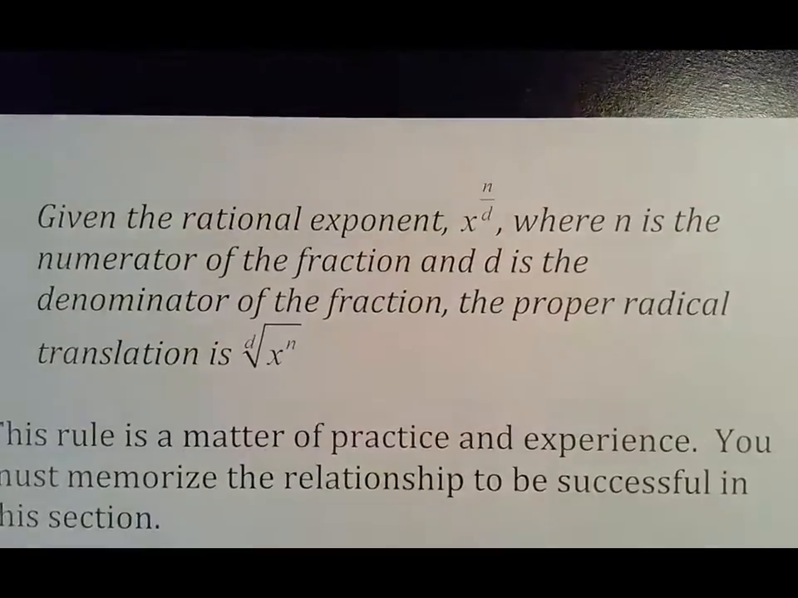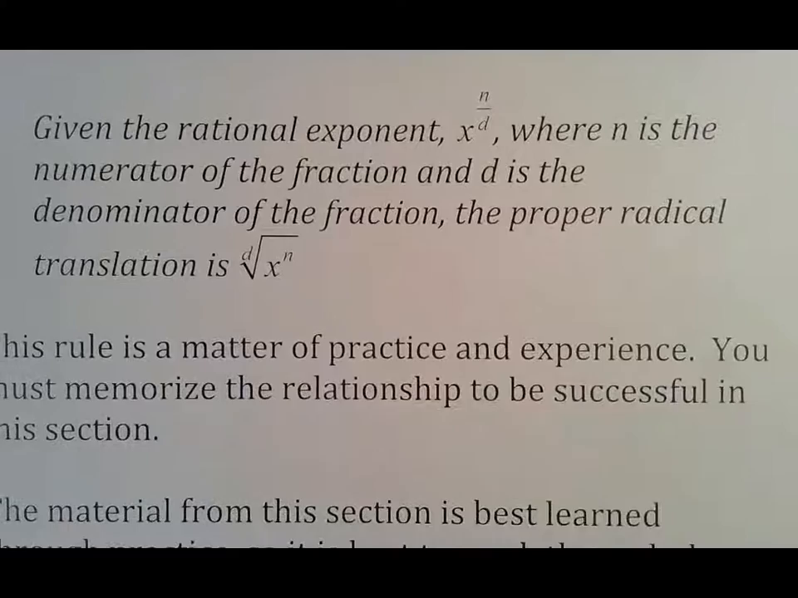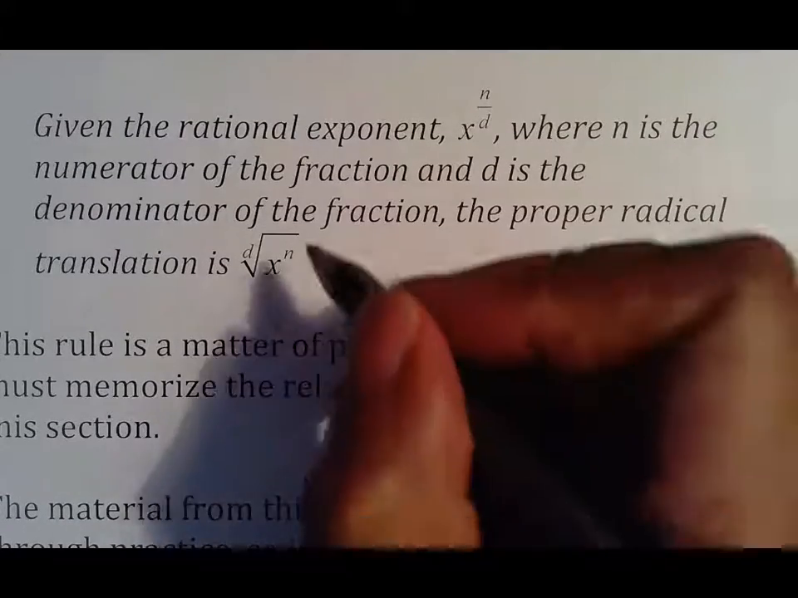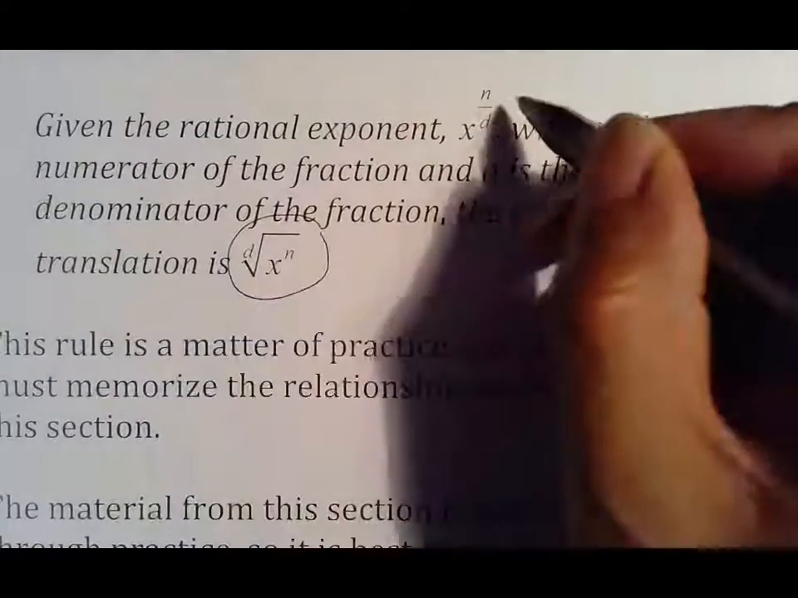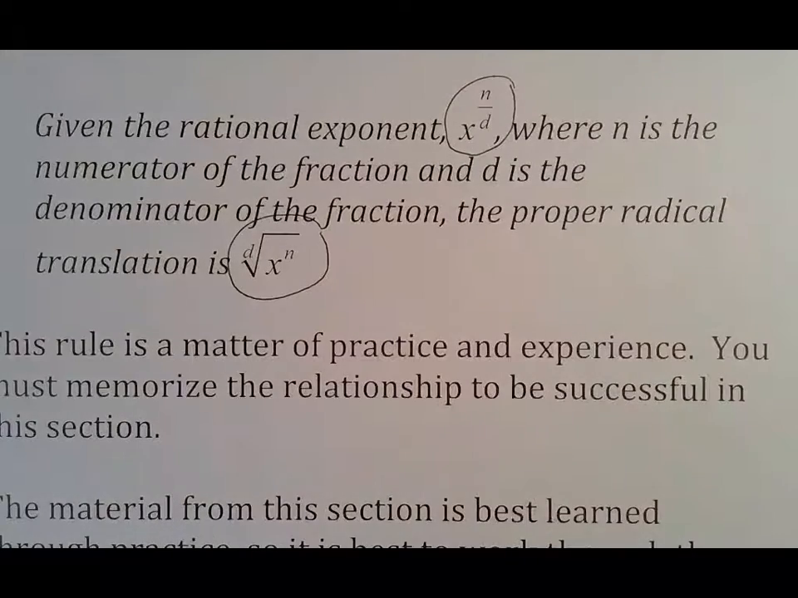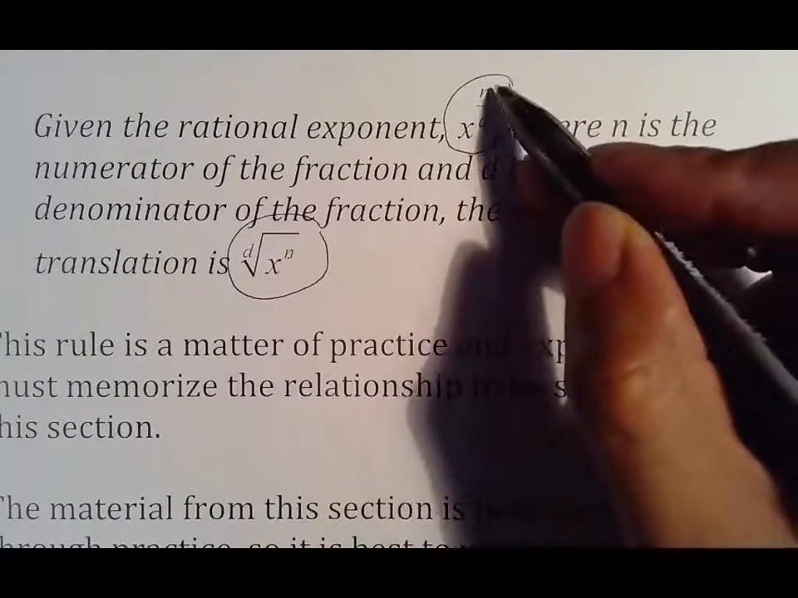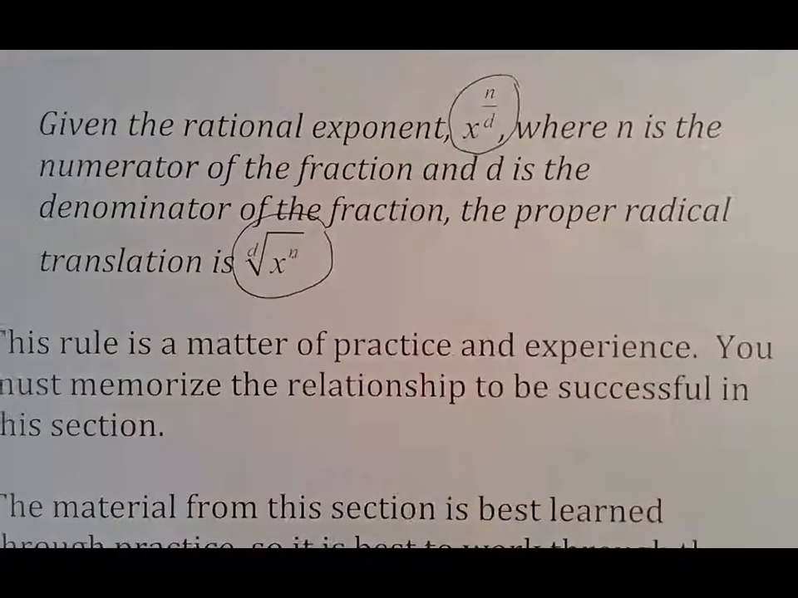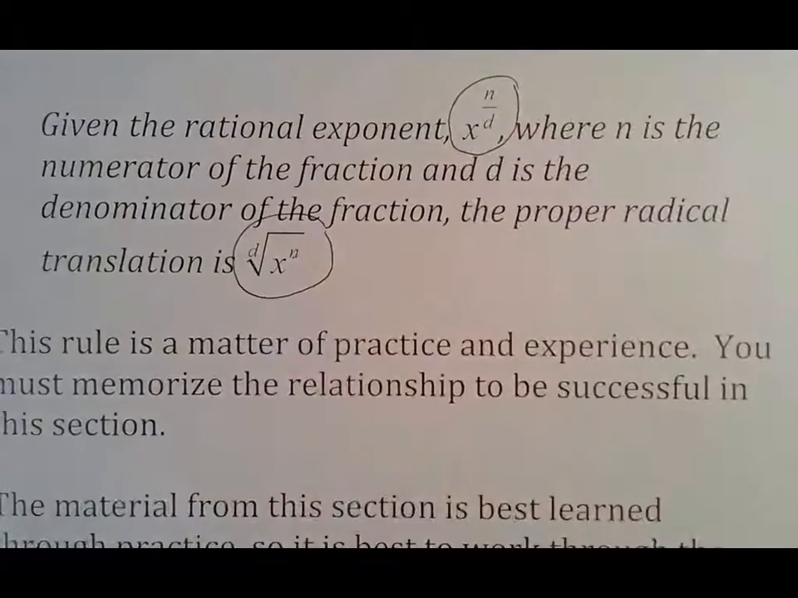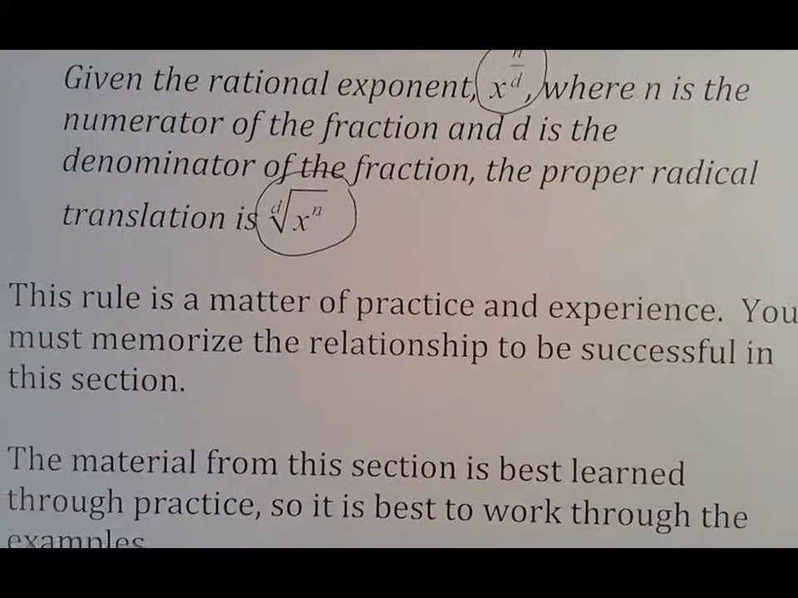Given a rational exponent, n over d, where n is the numerator and d is the denominator, you want to write this down, because you need to know where those numbers go. And use that quick note whenever you're translating. Again, n would go on the top, d would go on the bottom, or n goes on the inside, d goes on the outside. Whatever you have to do, just make sure you understand the transition between these two things. As long as you have that, you at least have a start.